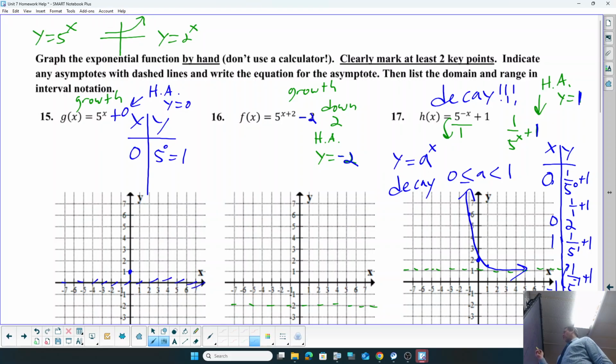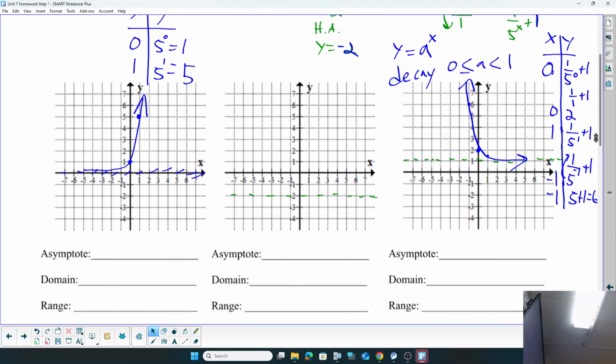And how do we know it's growth? Well, if you put x equals 1 in there, that'd be 5 to the first power, which is a 5. So over 1, up 5. So that's some pretty good growth going on there. Pretty fast, actually. Cool. Now, there's some other things to fill out.